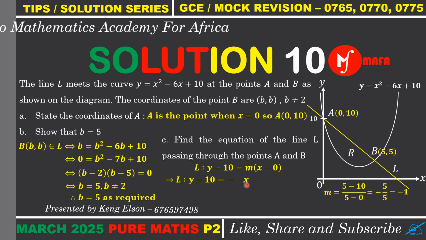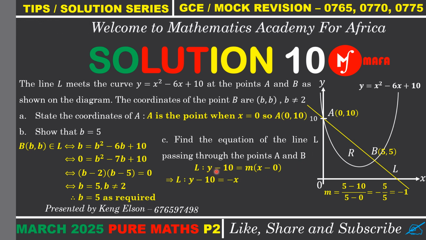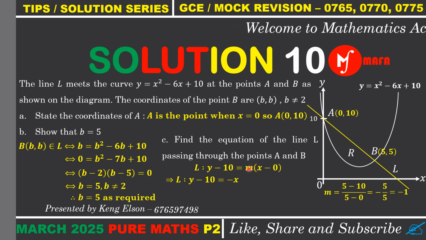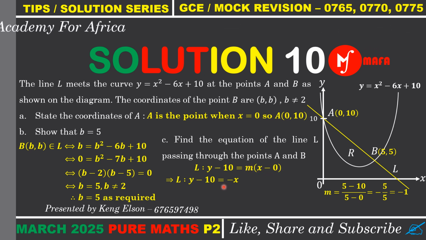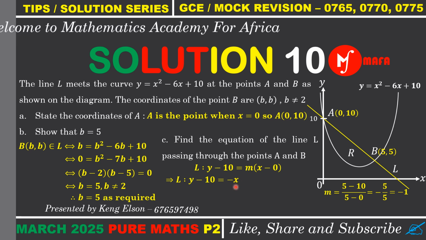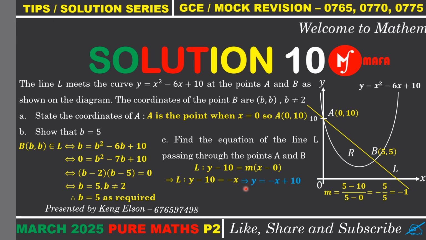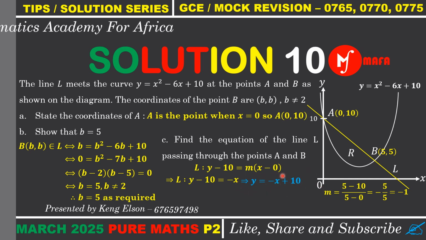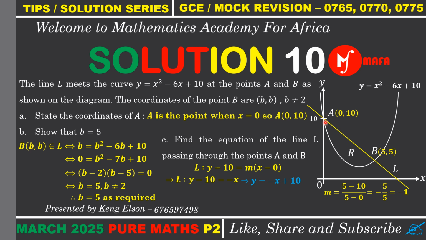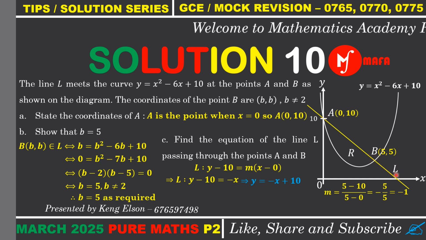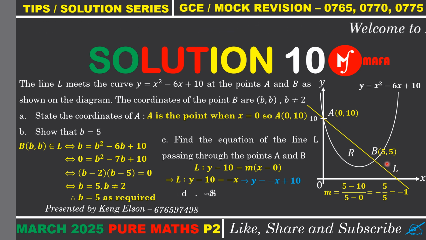Okay, so just replacing into my equation, I get y minus 10 equal to negative 1 times x, because x minus 0 is x, and negative 1 times x is negative x. So let it resemble y equal to mx plus c. We are going to have y equal to negative x plus 10. So this defines the equation of the line passing through the point A and B, and that line has been given to us as L.